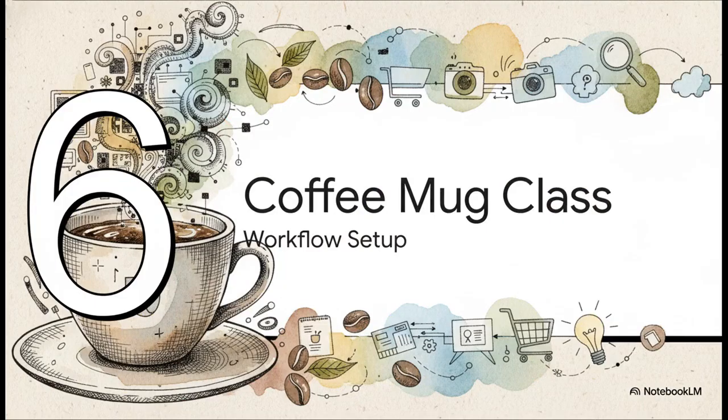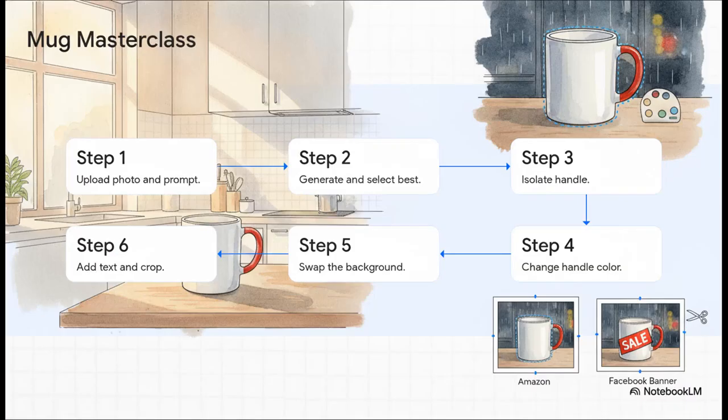All right, let's put it all together. Section 6, the Coffee Mug Masterclass. This is our start-to-finish workflow. Let's walk through this step by step. Imagine you're selling a basic coffee mug. Step 1, you upload your photo and prompt the AI for some soft, cozy morning sunlight. Step 2, it spins up 4 variations and you pick the absolute best one.